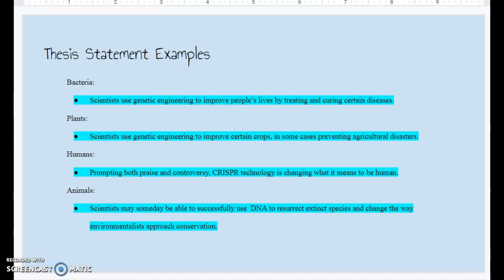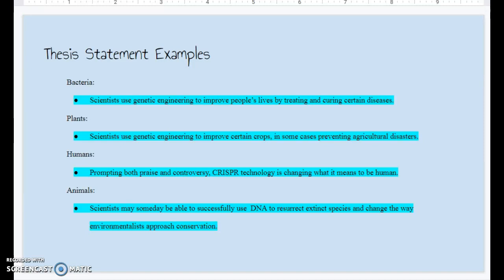Okay, and then plants. Scientists use genetic engineering to improve certain crops, in some cases preventing agricultural disasters. So now I know in my body paragraphs I'll be talking about how genetic engineering is used to improve crops, how it's used to prevent agricultural disasters, and I'll want to include examples of agricultural disasters being prevented by genetic engineering.